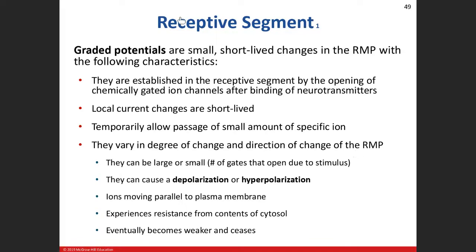So to do that, we're going to start off here in the receptive segment. Remember, the receptive segment is made up of the dendrites and the cell body, the soma. And the channels and pumps that you have there are going to be your sodium-potassium ion pump, because that's found throughout the entire neuron, and your sodium-potassium leak channels, because that's found throughout the entire neuron. But importantly, we're going to have chemically gated ion channels. That's what we see in the receptive segment.